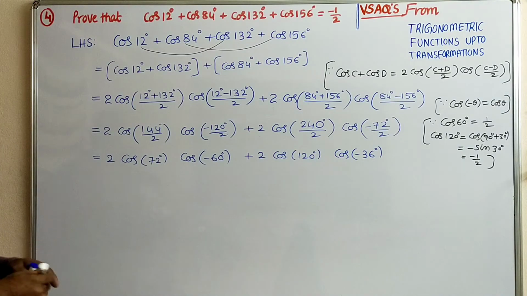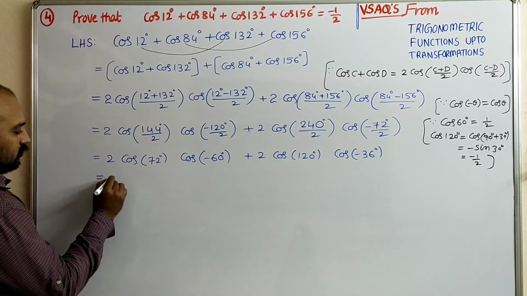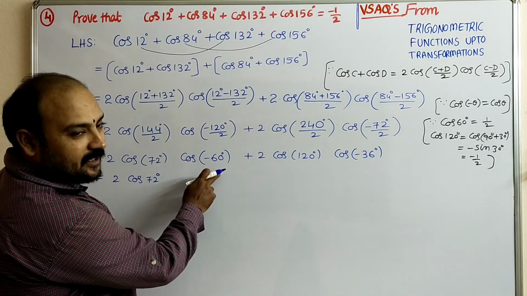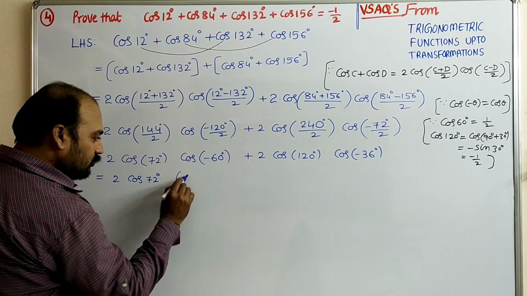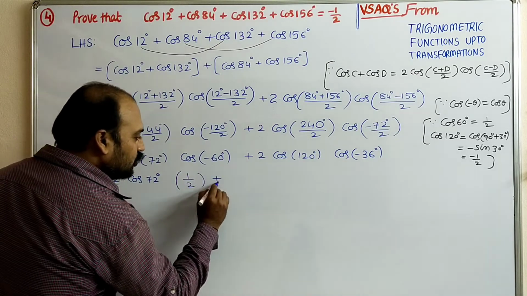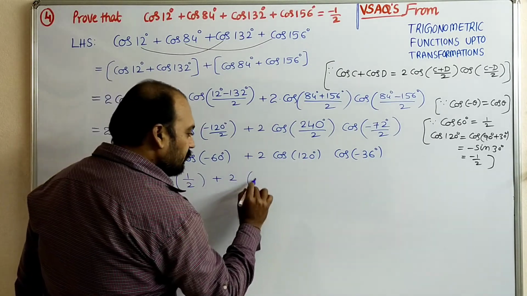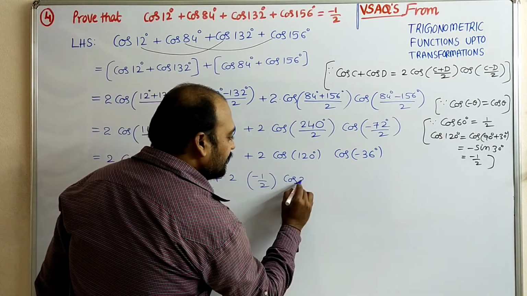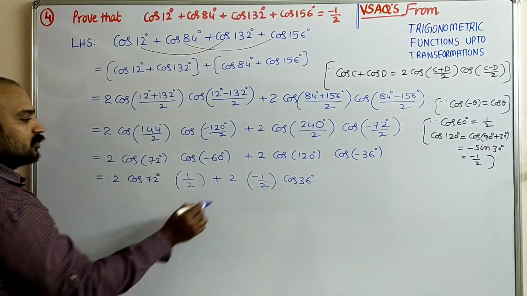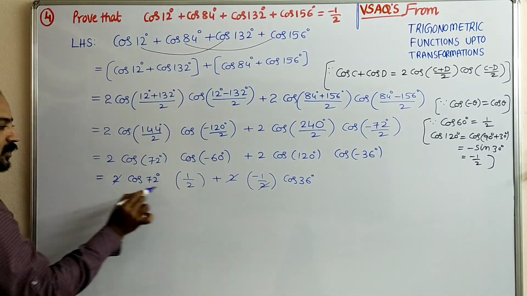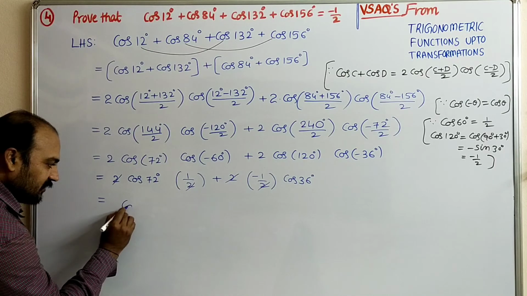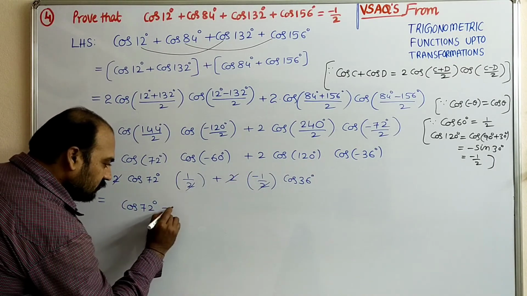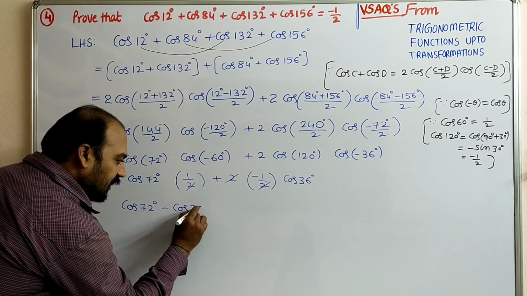So which is equal to 2 into cos 72, cos of minus theta is cos theta, cos 60 value is 1 by 2, plus 2 into cos 120 which is minus 1 by 2, cos of minus theta is cos theta, so cos 36. So here 2 gets cancelled, here 2 gets cancelled. Cos 72 degrees minus cos 36 degrees.